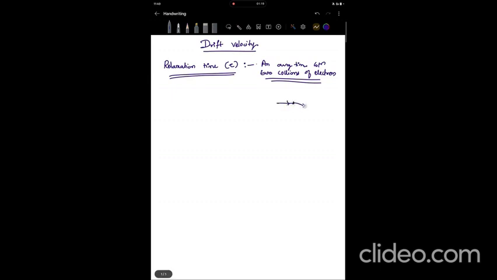Whenever they collide with the positive ions of the metal, they always change their direction from one direction to another direction. So the average time between collisions of an electron is called relaxation time.